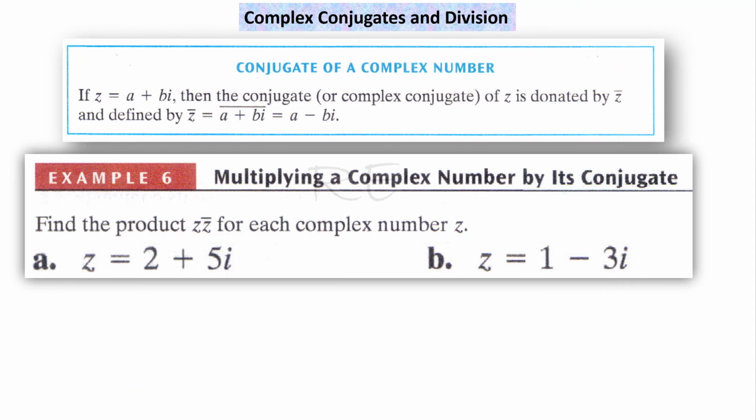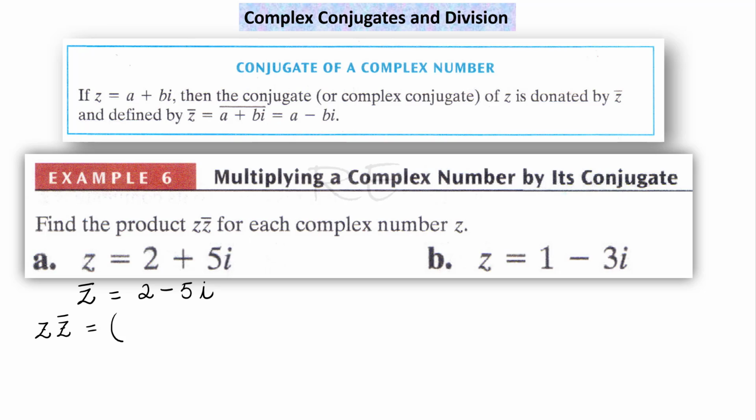If z is equal to a plus bi, the conjugate of z is a minus bi. Z is equal to 2 plus 5i. The conjugate of z is 2 minus 5i.